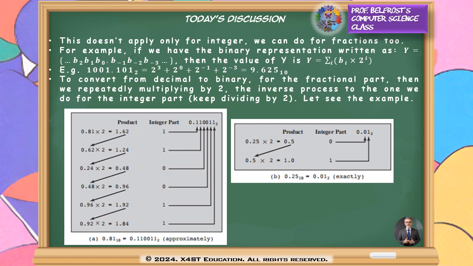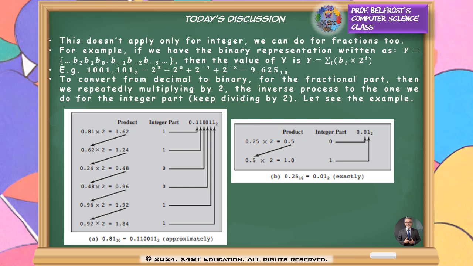The equivalent decimal is the sigma of b_i times 2 to the power of i. So for example, we have 1001.101 base 2, which equals 2 to the 3 plus 2 to the 0 plus 2 to the minus 1 plus 2 to the minus 3, which equals 9.625 base 10. I want you to check it again, okay?